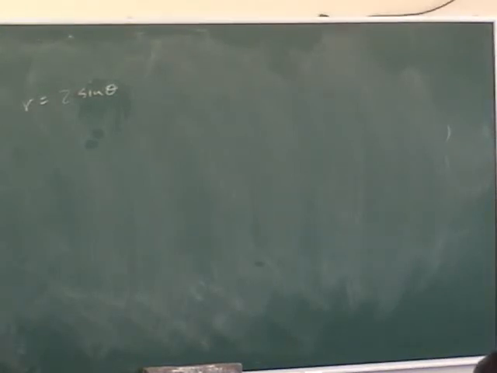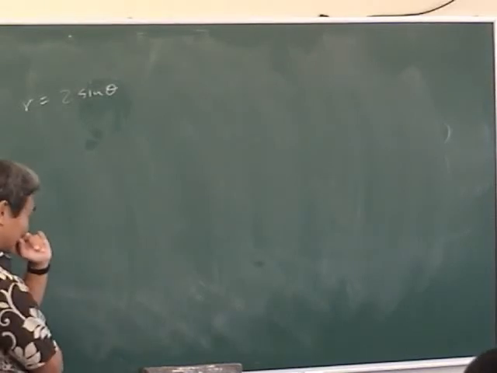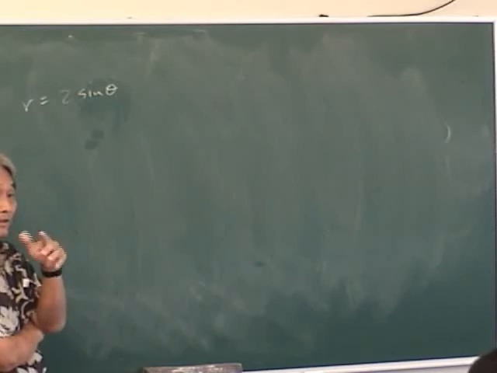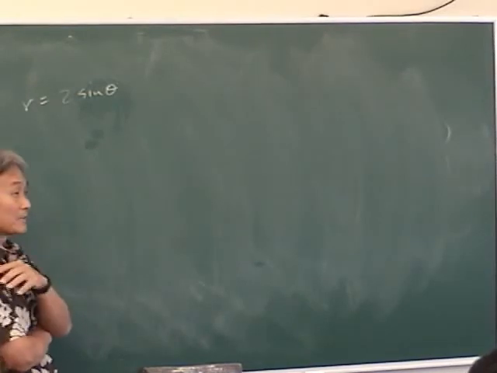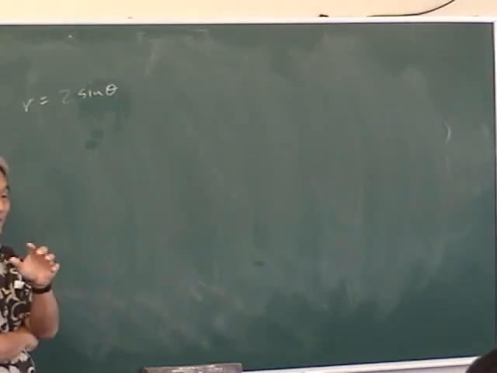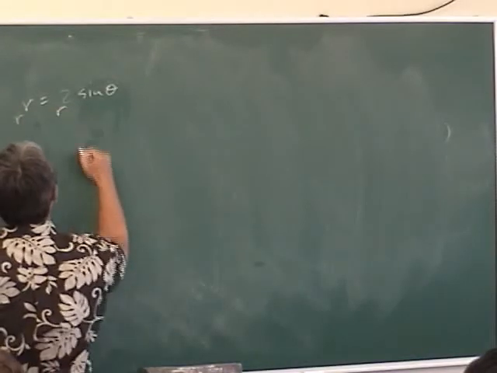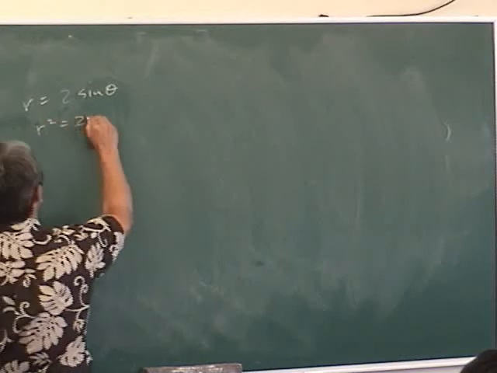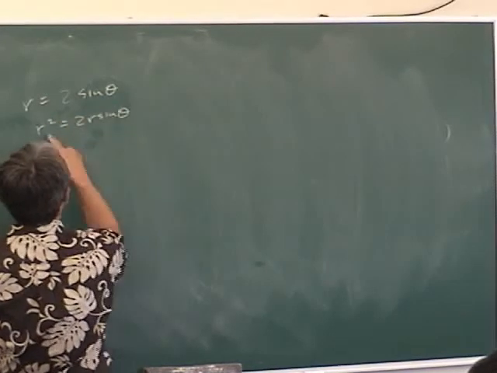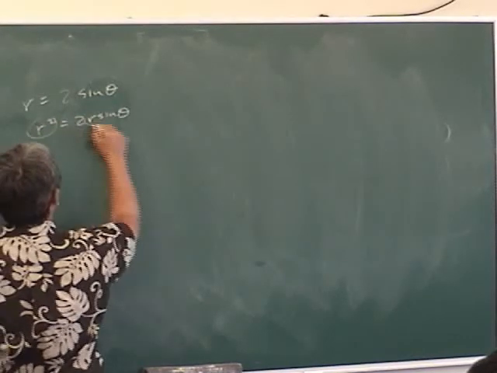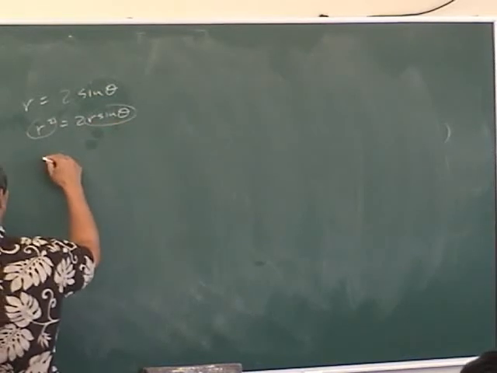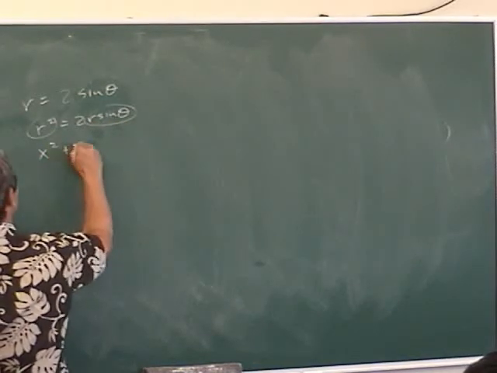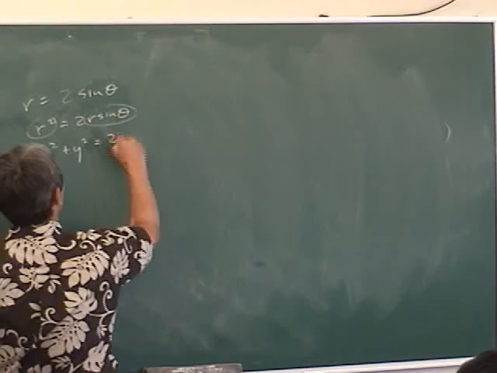Okay, change this to a rectangular equation. What can I do to both sides of this equation so I can use those formulas? R. Oh, very good. You multiply both sides by r. This is r again. Multiply both sides by r. Very good. Now why? Because r squared is what? x squared plus y squared. And r sine theta is y.